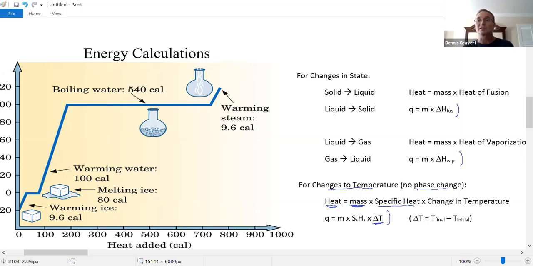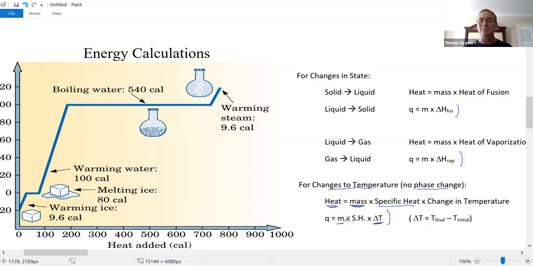And then of course, how much of a temperature change do you want? Do you just want to take a warm cup of coffee and make it a little warmer? You don't need much heat. But if it's ice cold coffee and you want it steaming hot, that's a big change in temperature that requires more heat. So this equation will calculate how much heat energy in calories you need.